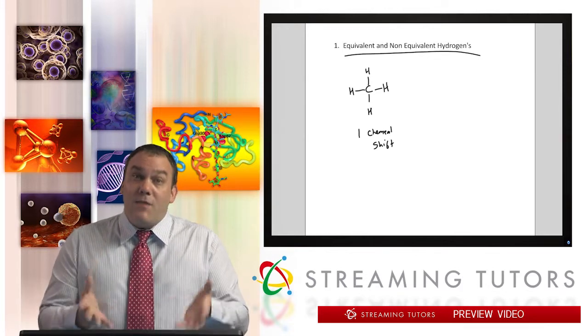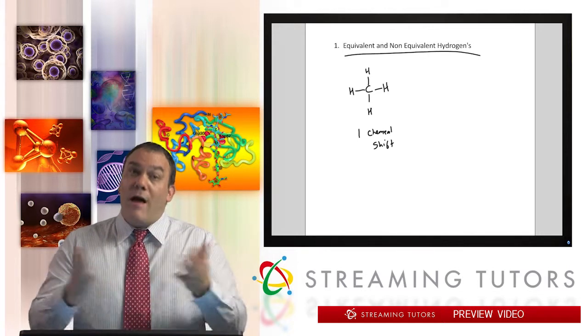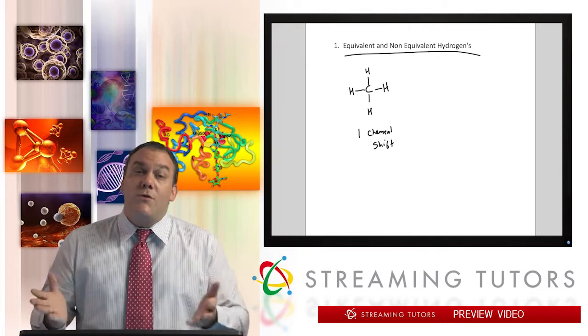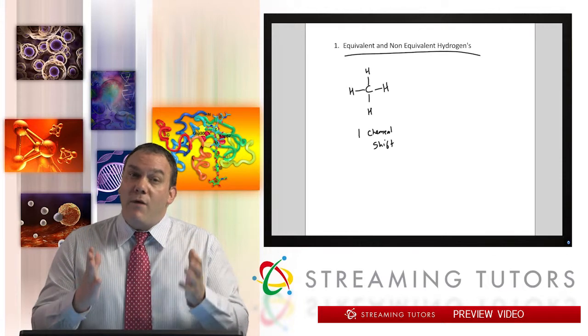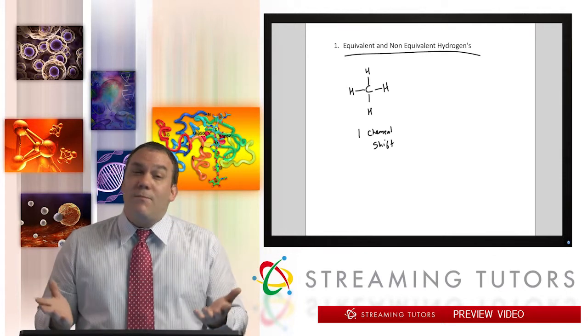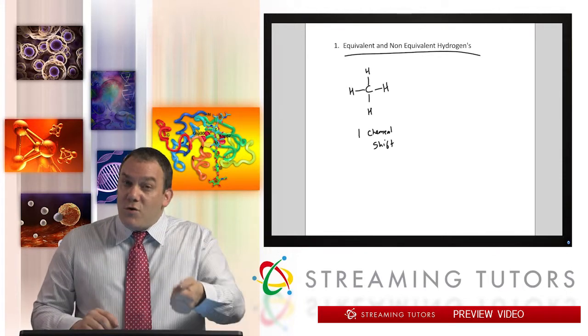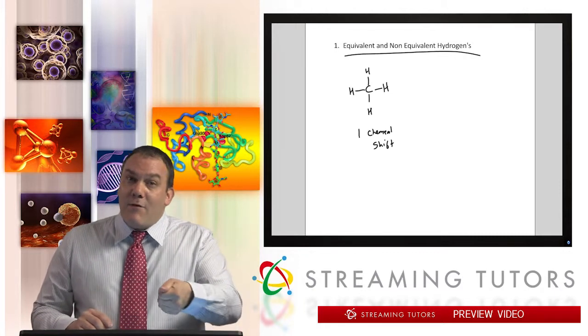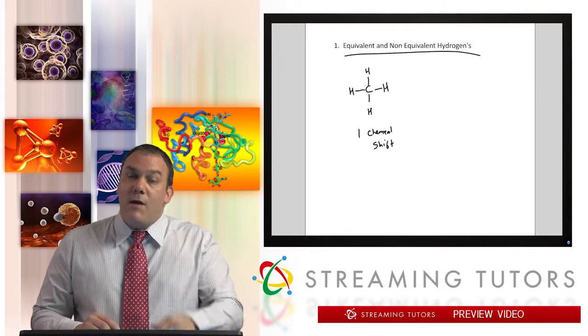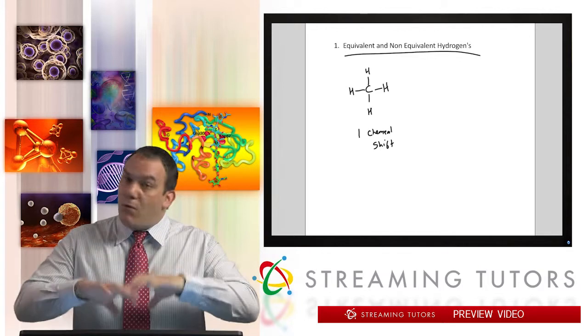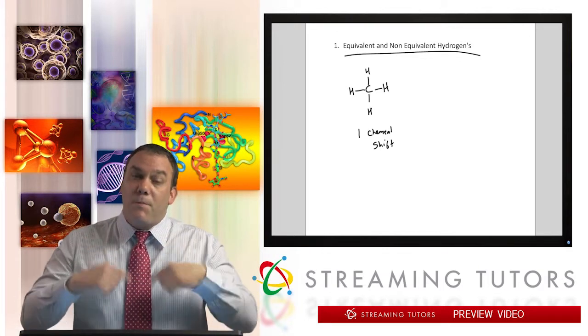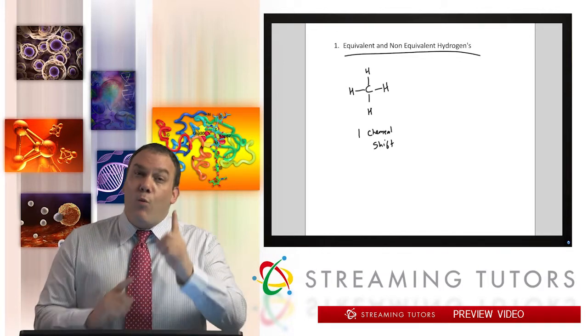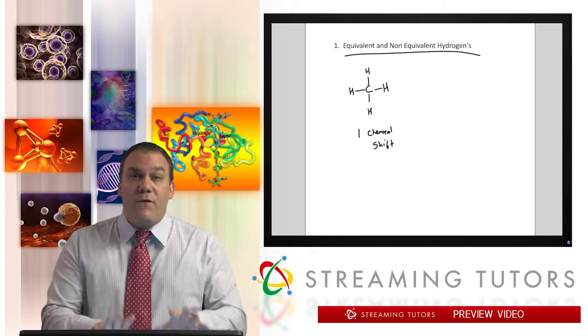Think about it. This methane has 4 H's, and they all have roughly the same electron distribution. So they have the same local defense. When you turn that dial and get the radio frequency to a certain amount, when you hit that amount, they're all going to resonate. They're all going to spin flip at the same time. So you get one reading. You don't get more than one for these H's.